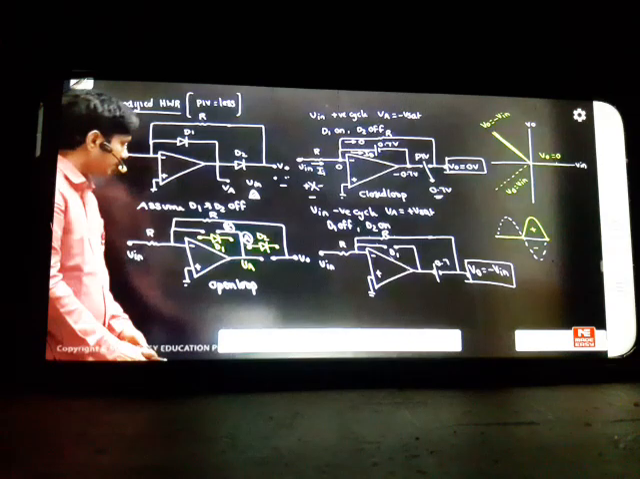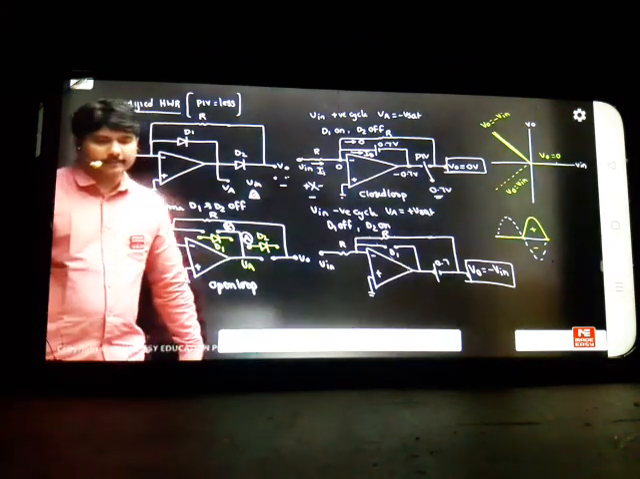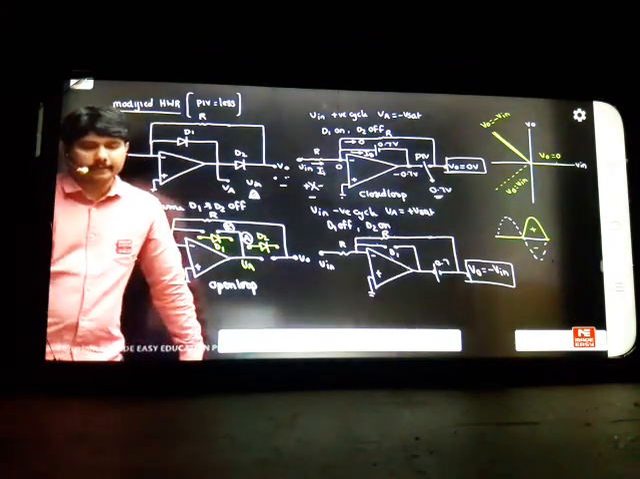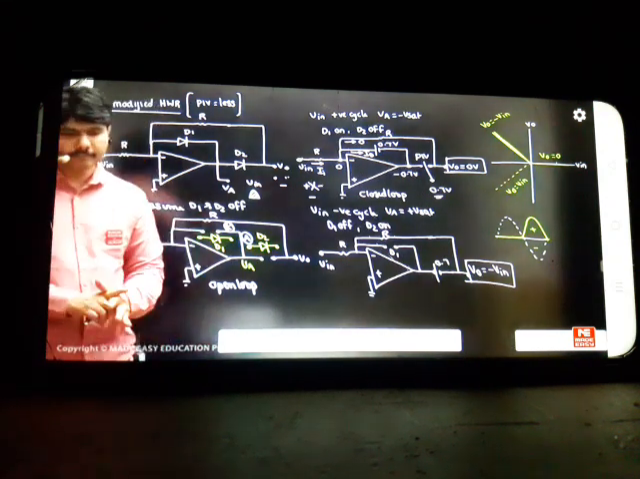So please complete this. We'll go for the last issue, how to make a full wave rectifier. I'll explain how to make a full wave rectifier, that is the concept.